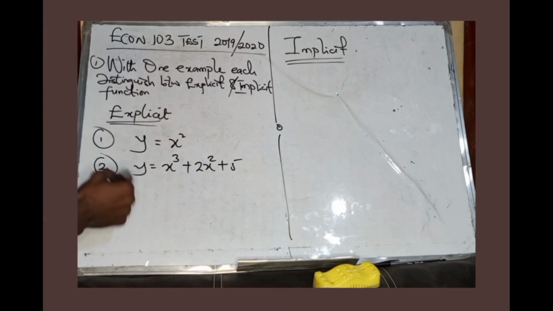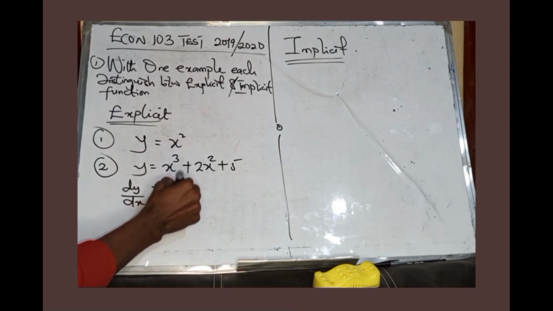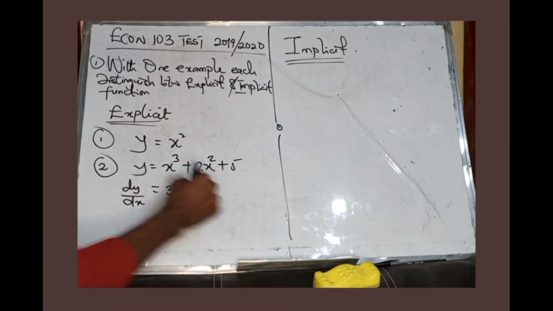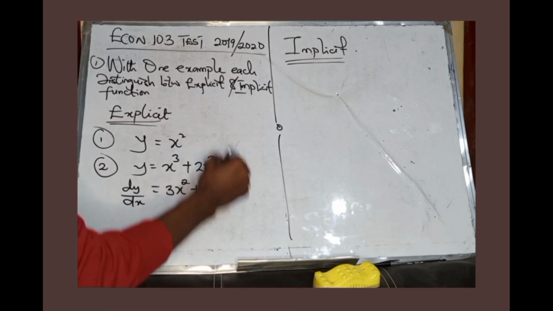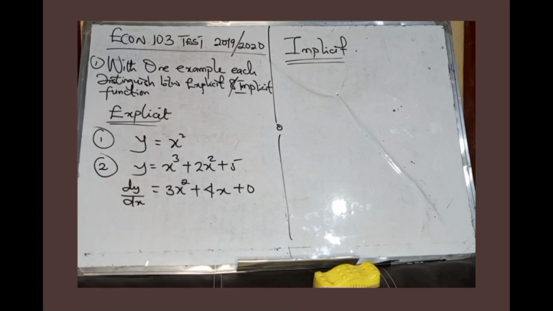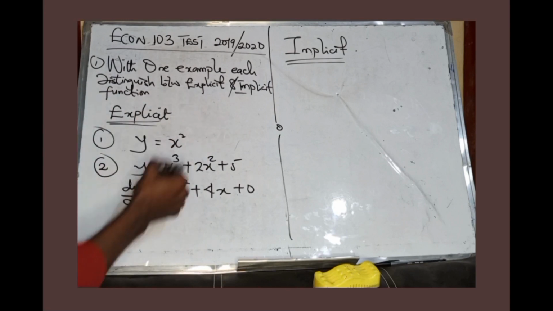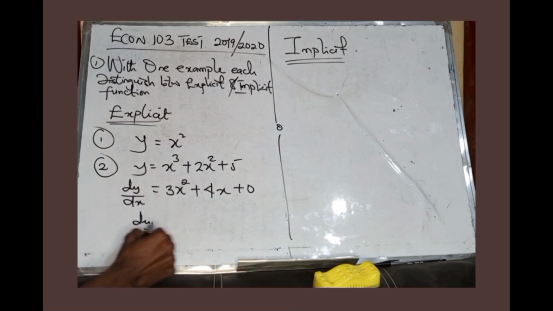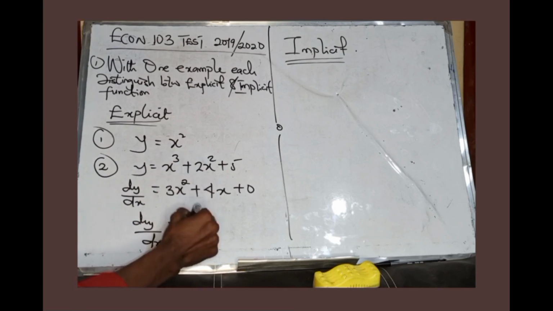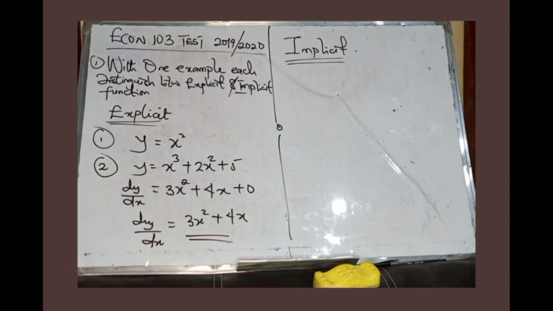Now, for instance, let's solve this number 2 using the power function. Here, I have the dy over dx. This would give me 3x to the power of 2 plus 4x, then plus 0. This 5 does not contain x, and we are differentiating with respect to x, so therefore the 5 is 0 as a constant. So my final answer for this first one is dy over dx equals 3x squared plus 4x.